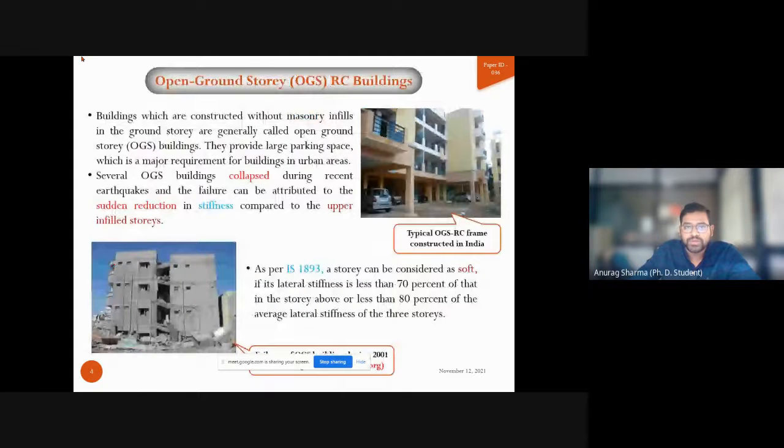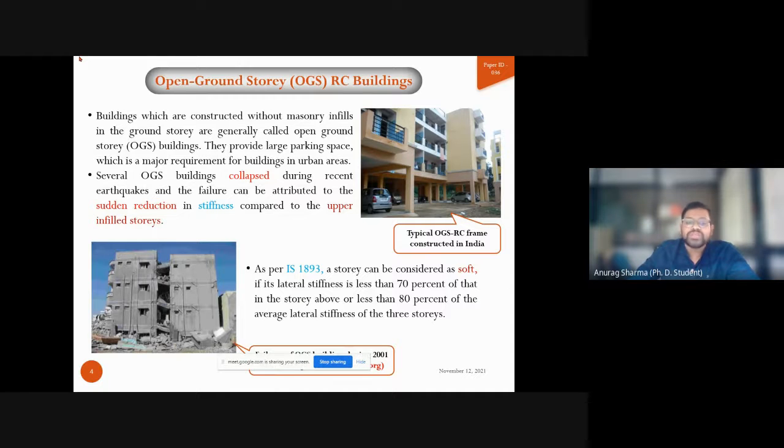As my study also covers the open ground story, as you all know, the most common form of vertically irregular RC frame building is the open ground story, where the irregularity lies at the bottom story, which means that buildings constructed without masonry infills in the ground story can be called open ground story buildings. These are generally used for parking spaces, mainly in urban areas.